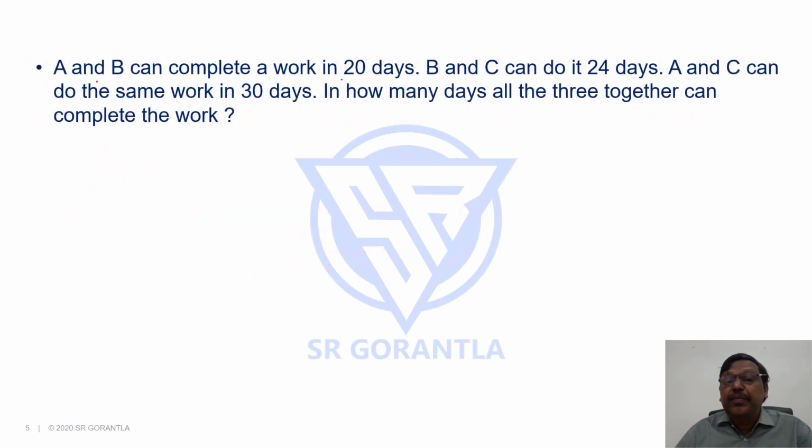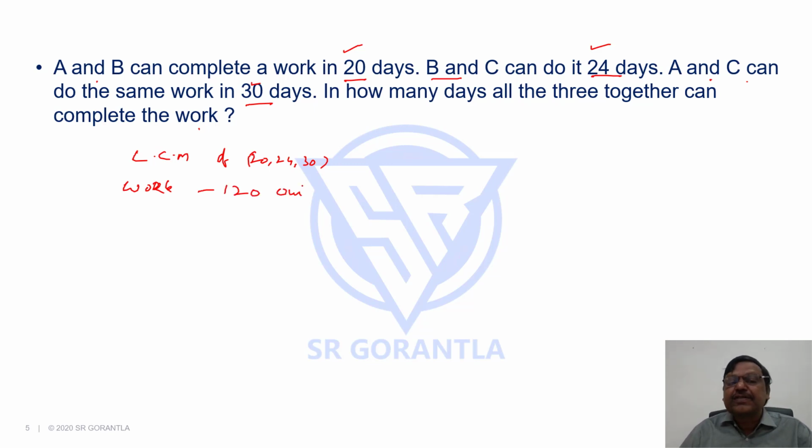A and B can complete a work in 20 days. B and C can complete it in 24 days, and A and C can do it in 30 days. In how many days can all the three together complete the work? Again, we can try either unitary method or LCM method. We just go by LCM method. In LCM method, we assume the work as the LCM of the given numbers 20, 24, 30. LCM of 20, 24, 30, if you calculate, you will get 120. So we'll assume work as 120 units.